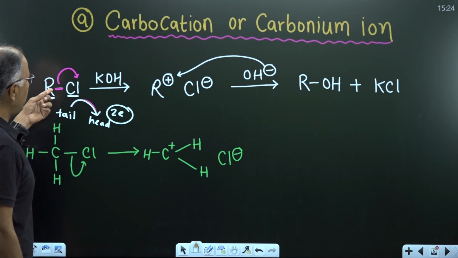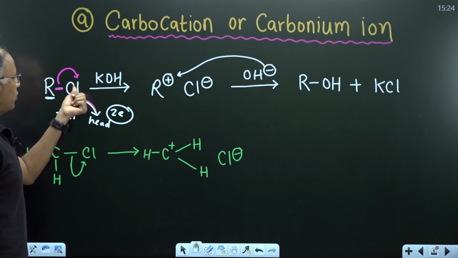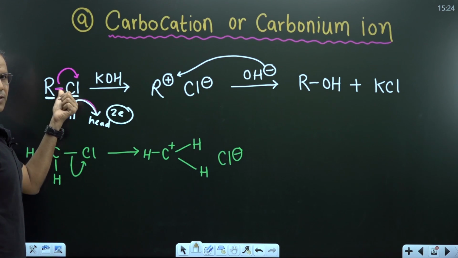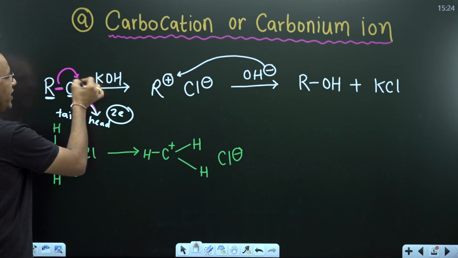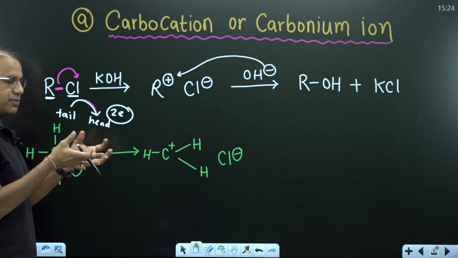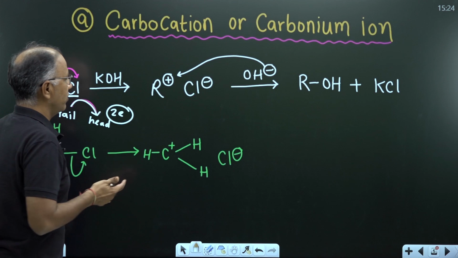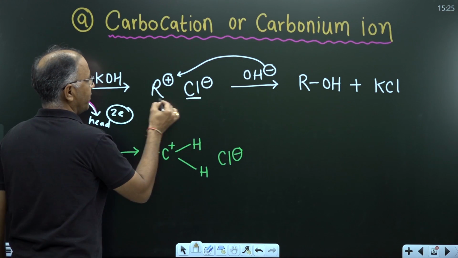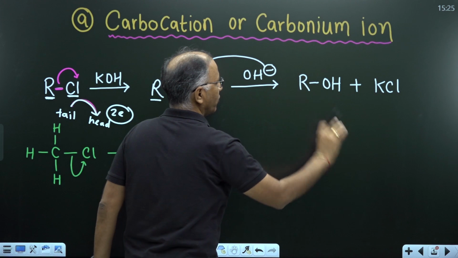So in order to undergo bond formation, we require two electrons. Out of the two electrons, one is contributed by chlorine and one from carbon. If both electrons are shifting toward chlorine, this means chlorine has one electron of its own and one it abstracts from the alkyl group. This means there will be a negative and a positive charge. Now further OH minus will react and convert it into alcohol.